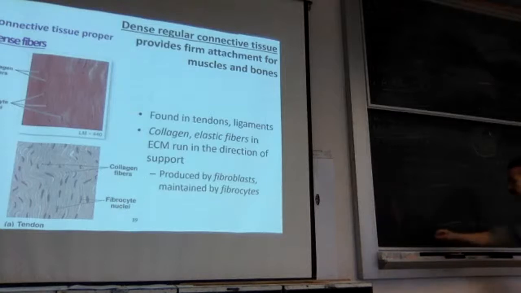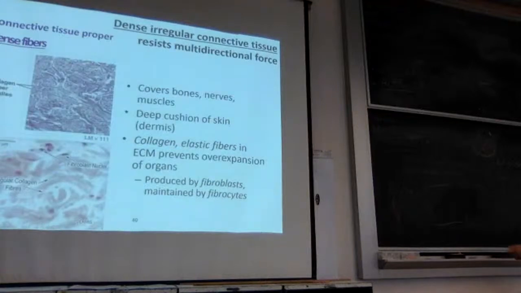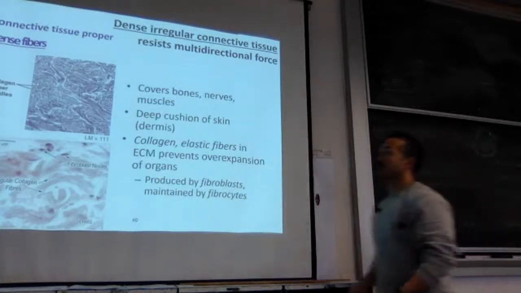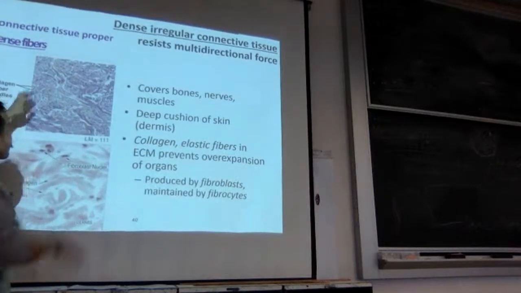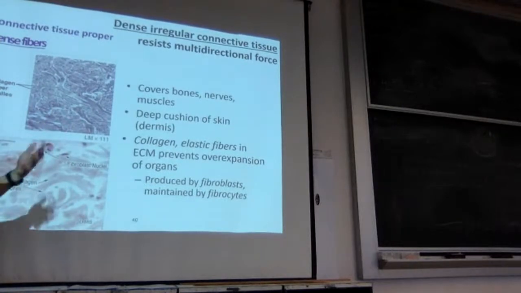Oh, collagen. That's regular. That's collagen. There's dense regular, and there's dense irregular. Dense regular has collagen going in the same direction, dense irregular has it going in all different directions. So with dense irregular, it's not going to be as strong in one direction as dense regular, but it will be kind of strong in many directions. This is great for multi-directional force. You can see collagen going in one direction, some of it longitudinal, some of it cross-section, some of it on a diagonal. They're going in many different directions.